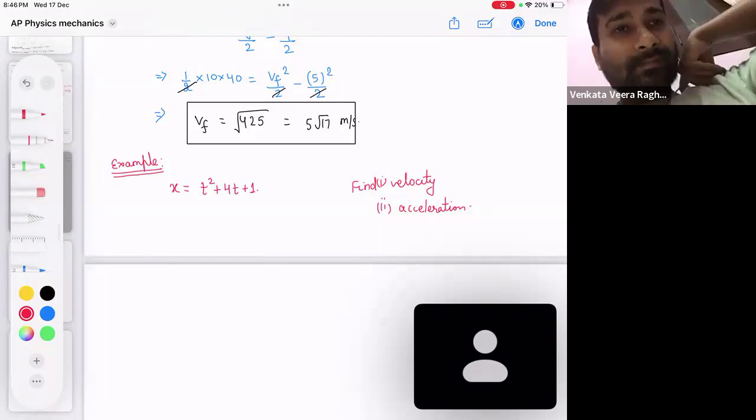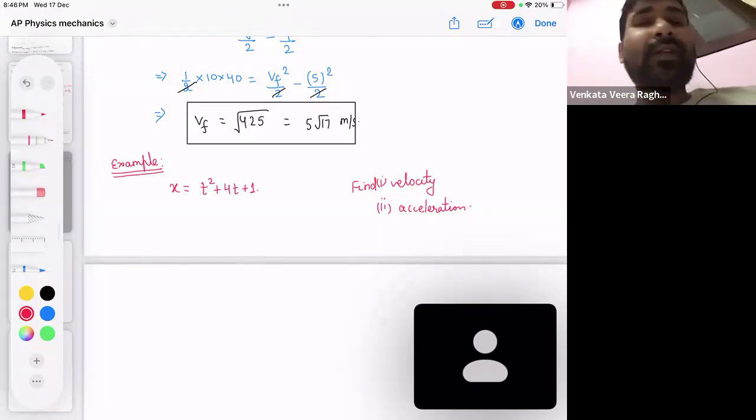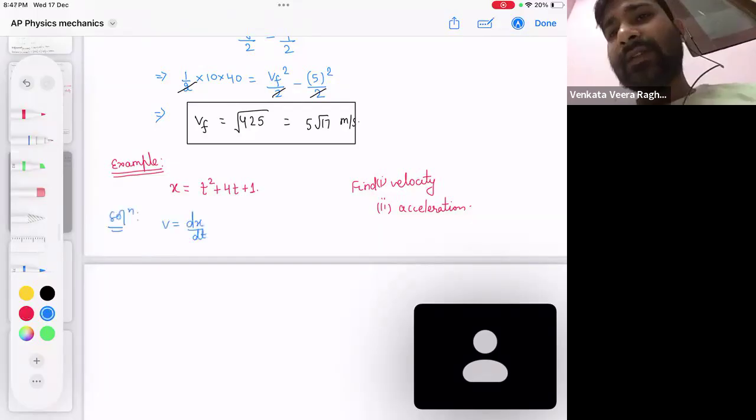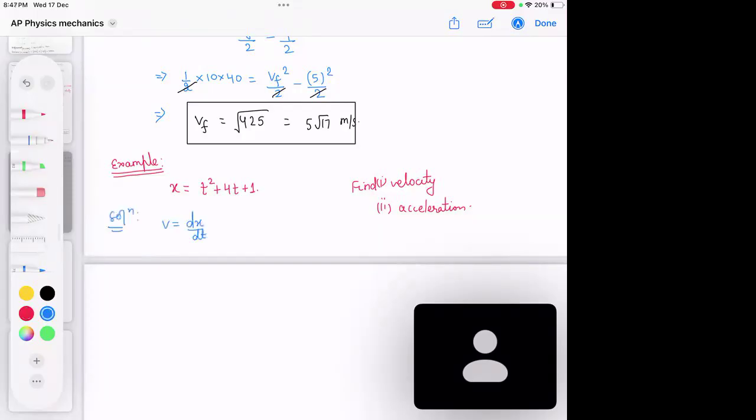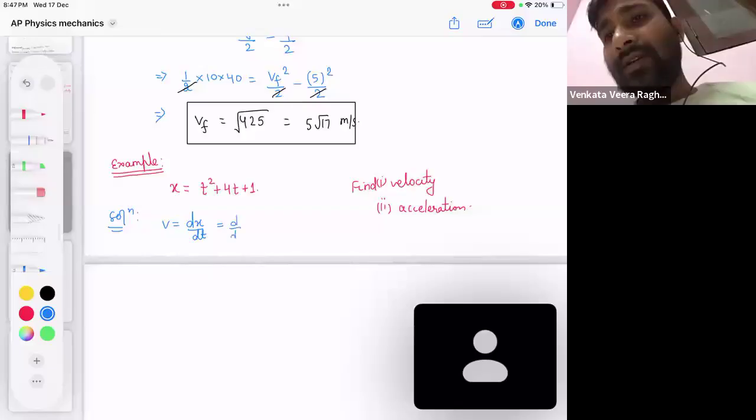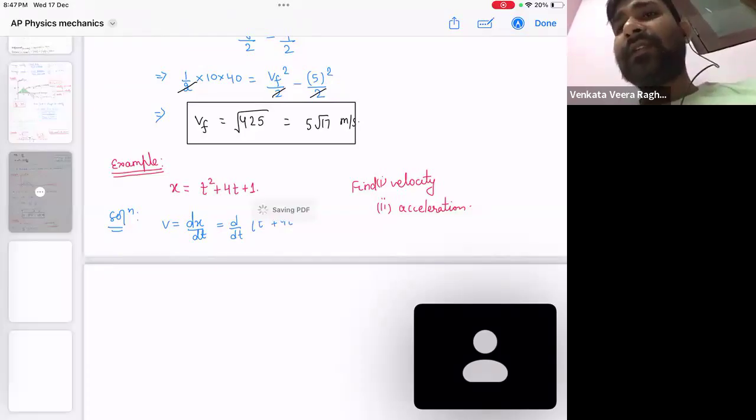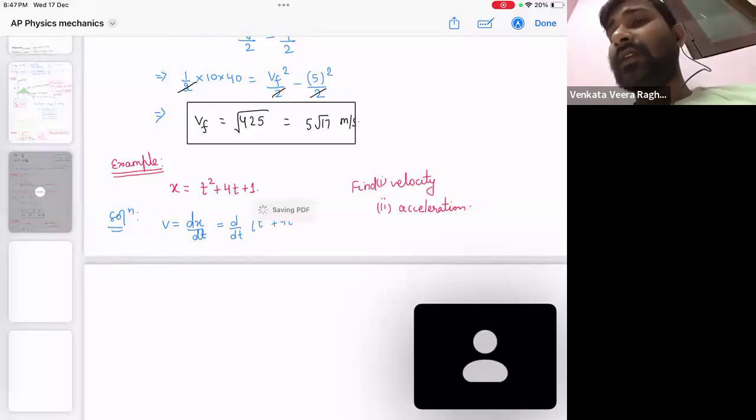Please tell me. How much will it come? Simple only. How do we get the velocity? We take d by dt of t square plus 4t plus 1. How much will the differentiation come? Simple differentiation. T square differentiation is 2t, plus 4t differentiation is 4, 1 differentiation is 0, right? So the velocity of the particle we are getting as 2t plus 4.